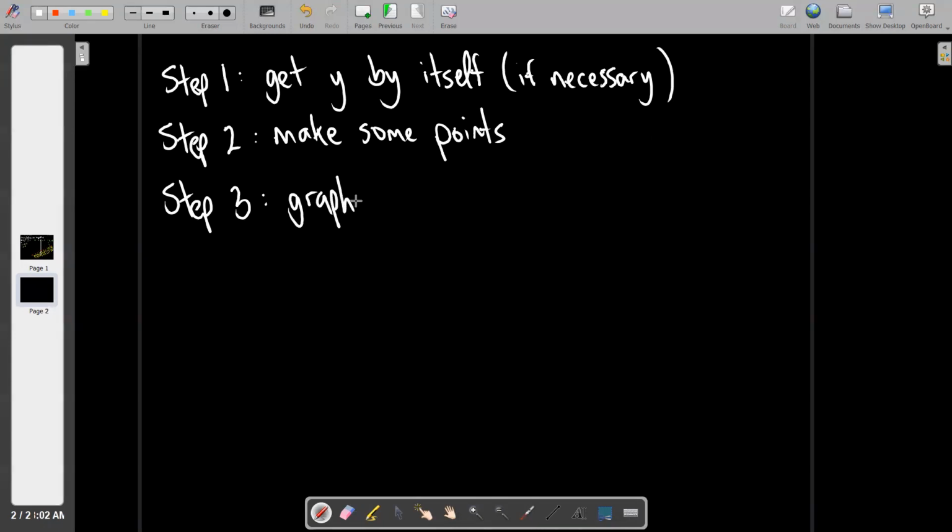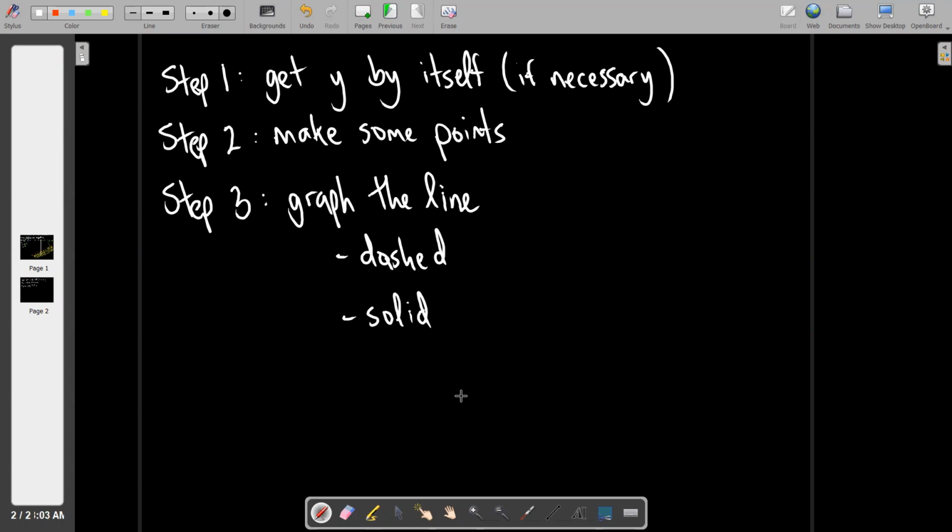Now, step 3 has a little bit of clarification necessary. So when I graph the line, I'm going to either do dotted. You can call it dotted or dashed. I'll call it dashed because I kind of feel like it's more dashed than dotted. Or it's going to be solid.